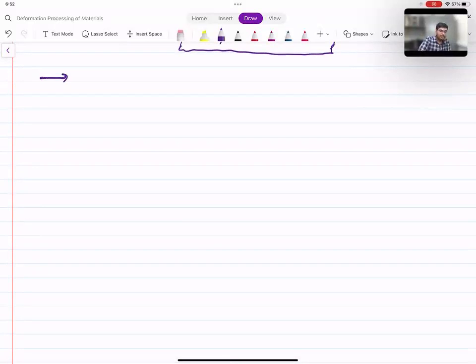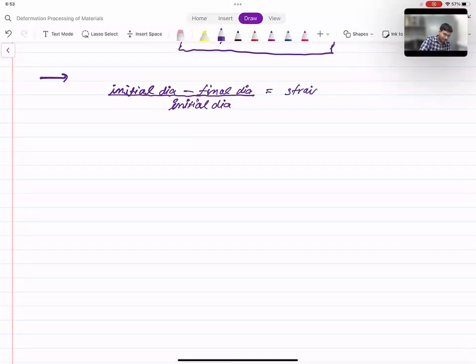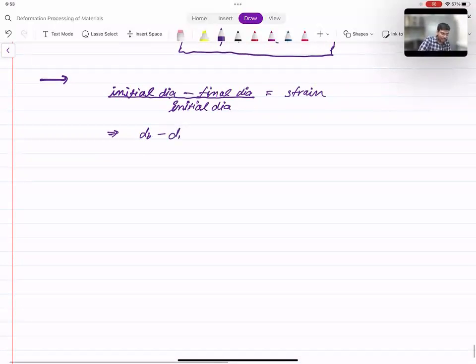So basically, if it is calculated in a similar manner like initial diameter minus final diameter over initial diameter, this will give us the strain. So if we take initial dia minus final dia, this diameter is of the blank, okay, divided by initial dia. This will be the strain. Or mathematically, using symbols, we can represent it as dB minus d1, where d1 is the final diameter, again divided by dB. This will be the strain beta.